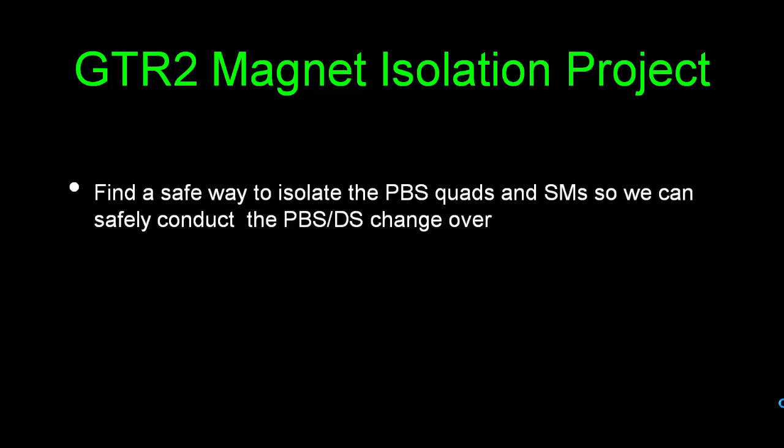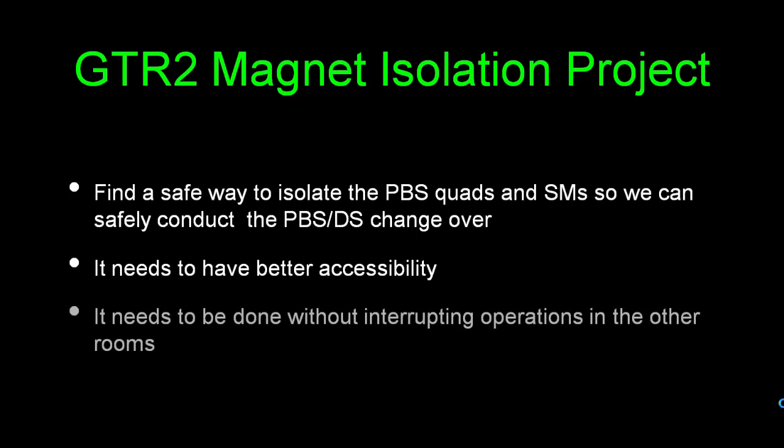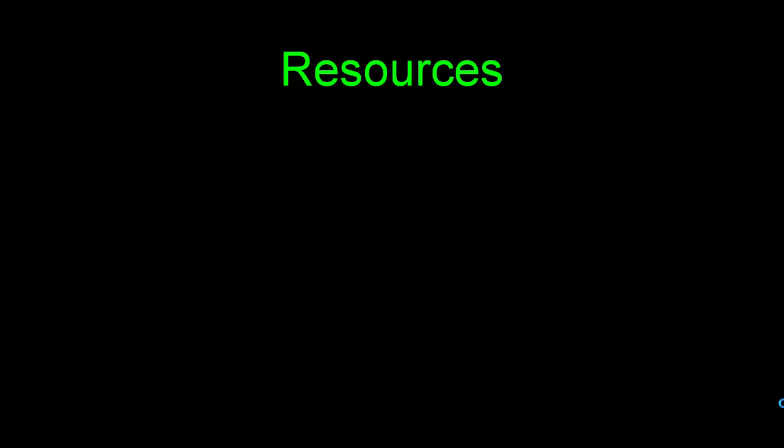So the first thing we need to do is find a safe way to isolate the PBS quads and scanning magnets so we can safely conduct a changeover. And it needs to have better accessibility, so we're not running all the way to the PSR, and we can do it kind of locally on the first floor. And it needs to be done without interrupting operations in the other rooms. And we have a few ideas on this as well. It means adding some more conductor cable for the magnets and also some isolation boxes.